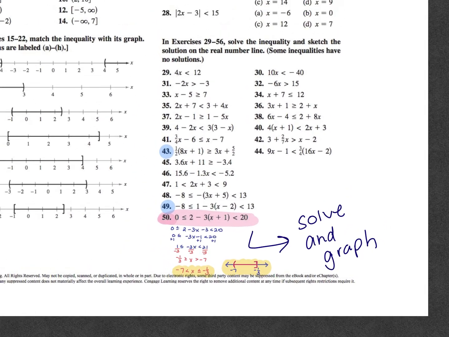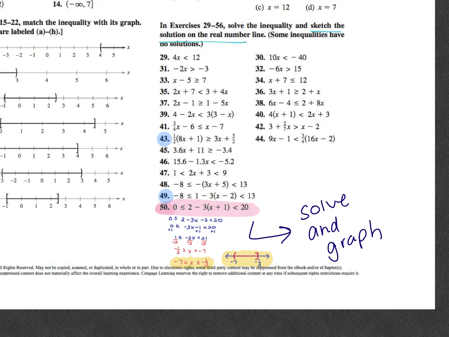So again, you want to pay attention. If it says sketch the solution on the real number line, then in that box for that question needs to be the sketched number line.